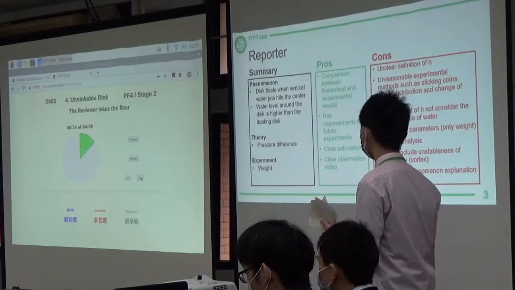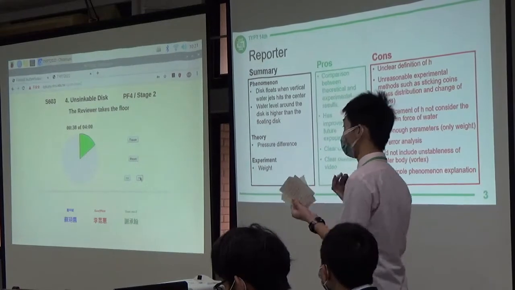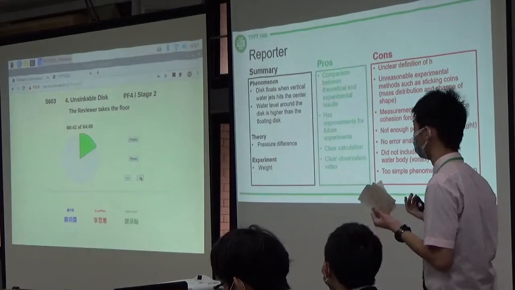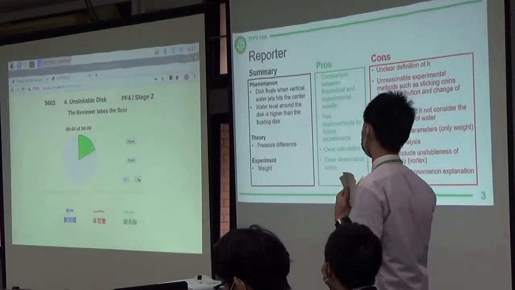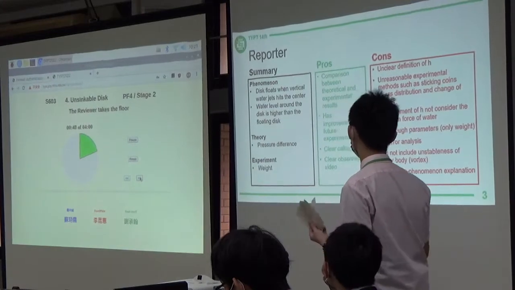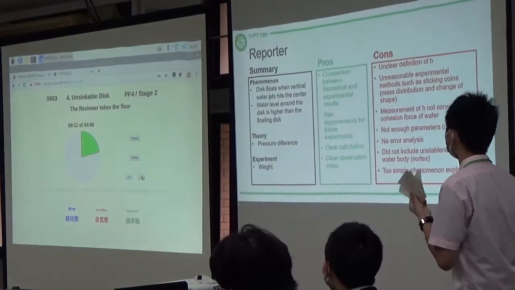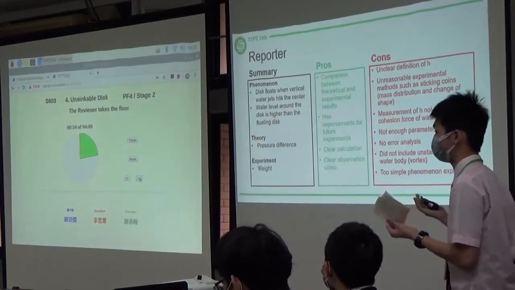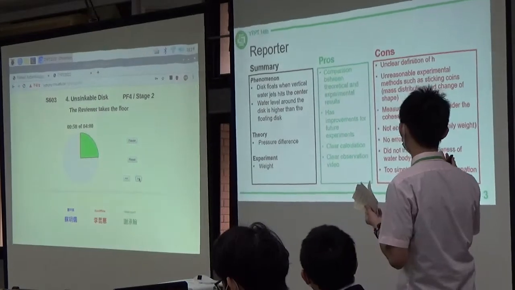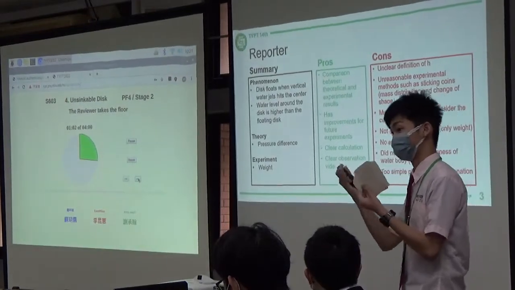And she has improvement for future experiments, the calculation and observation video to be clarified. And the cons is she has unclear definitions of the height, which the opponent didn't give me a clarification at my short question. And she has unreasonable experimental methods such as sticking points, where the mass distribution and the shape are changing too. And the measurement of height, which I just said, is not considered because there's a cohesion force on the ruler she is using.